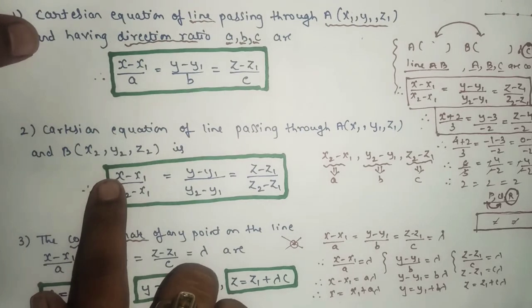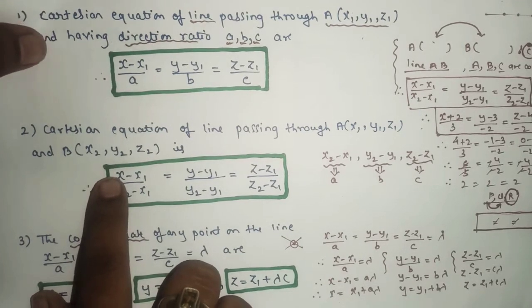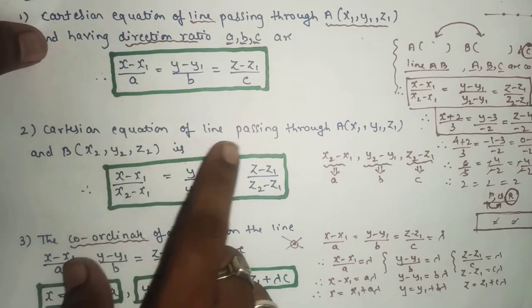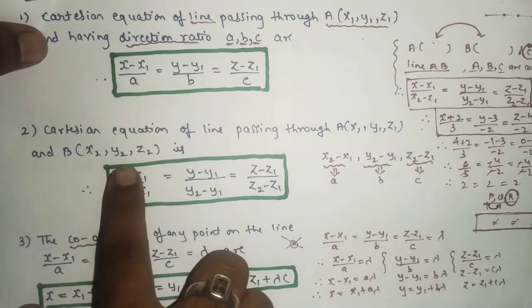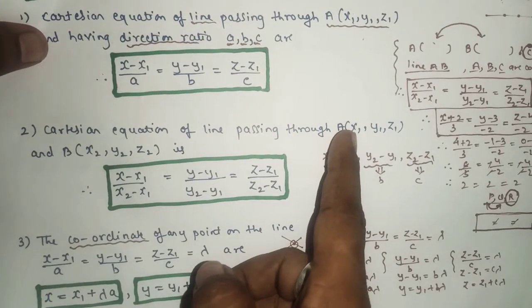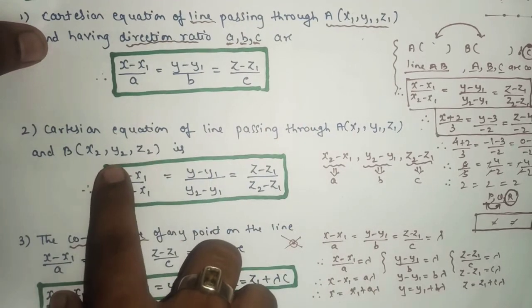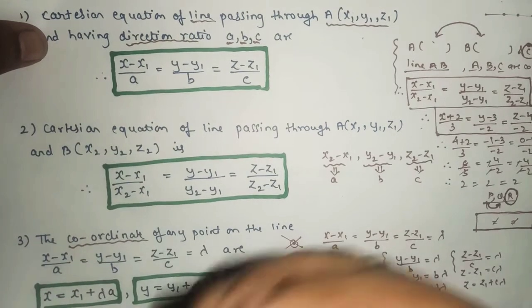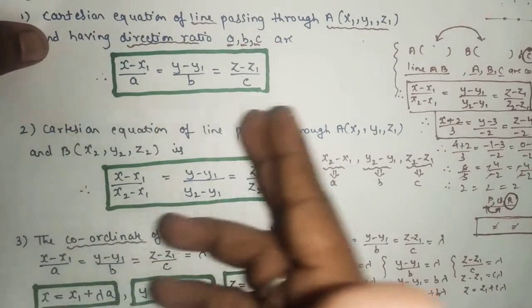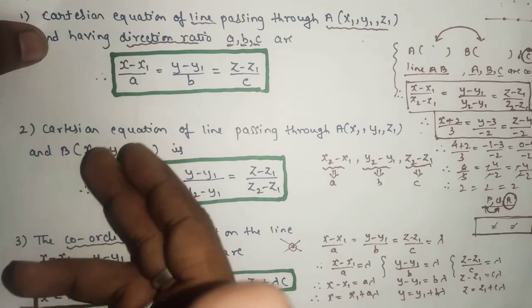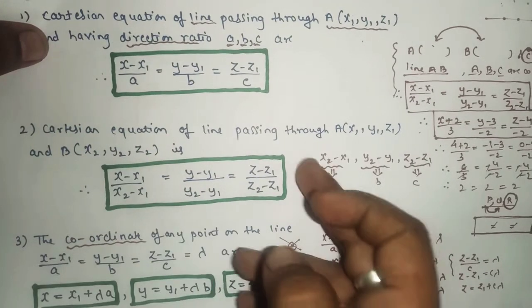The second formula you have to apply when the line is passing through two points. For the first point you will consider x1, y1, z1, and the second point you will consider as x2, y2, and z2. If you want to find the Cartesian equation when it is passing through two points, then you have to apply the second one.